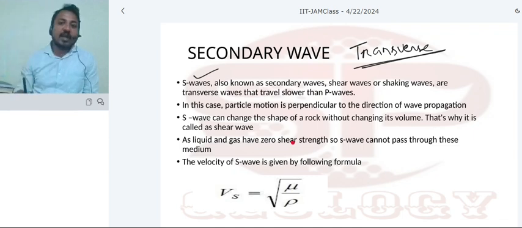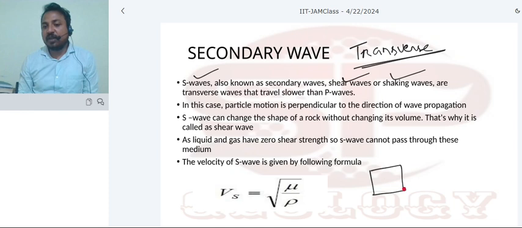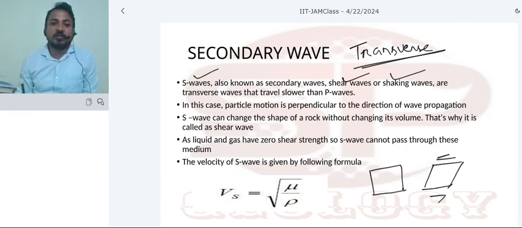So the S wave, also known as the secondary wave, is called a shear wave or shaking wave. It is called a shear wave because if it moves through a body, it will shear the body like this. It moves through shearing force.